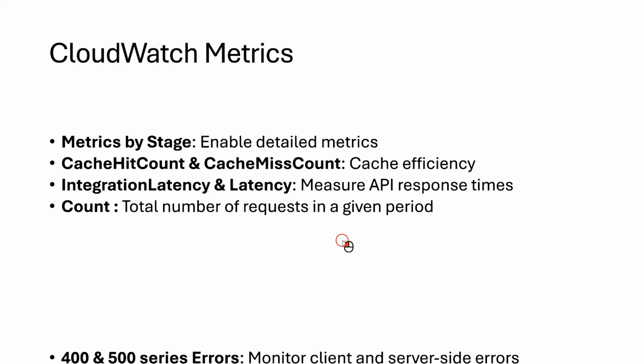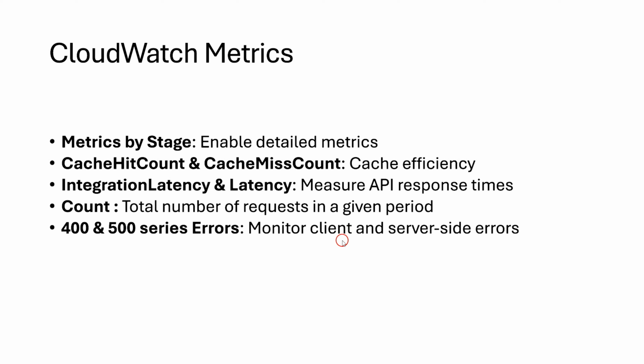And 400 and 500 series errors. These are for monitoring client and server side errors. 400 is related to the client side and 500 is related to the server side. These are all metrics that are available in CloudWatch metrics. Understanding these metrics is crucial for optimizing your API's performance and ensuring a smooth user experience.